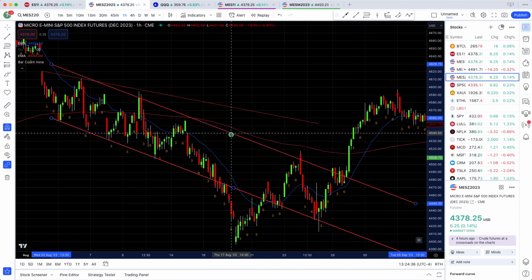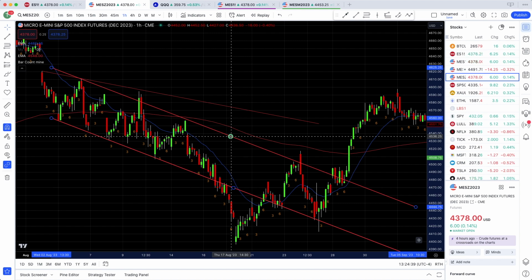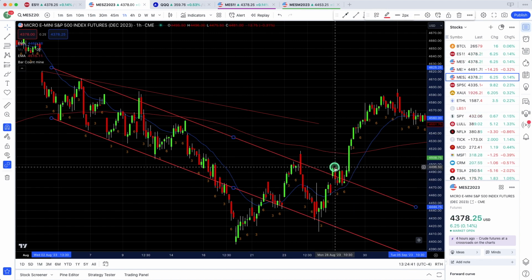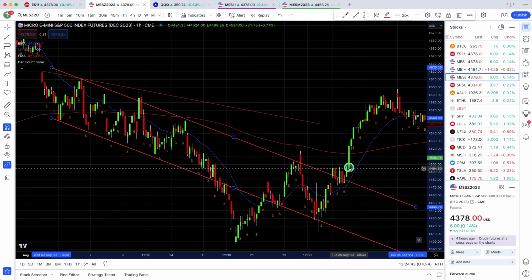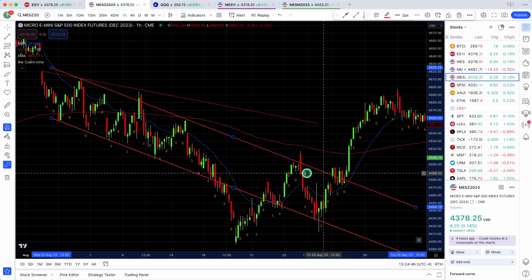Whereas if you're someone to use a tighter channel, then you already have the breakout here and now it's holding at the moving average. And so you might get earlier entries, but again, there's more overshoots with the tighter channel.